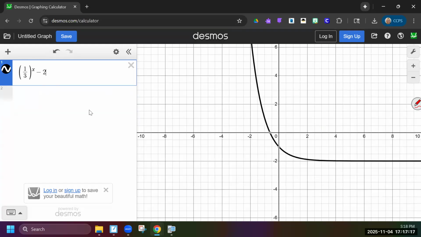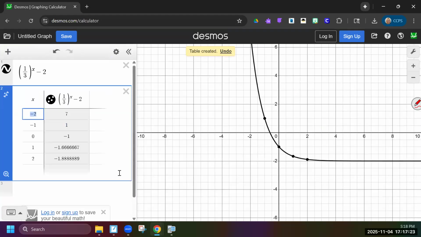Now, if I want to see the table, I'm going to go to this gear here and click on the table option. Now, Desmos will automatically pick some numbers for me. These may not necessarily be the best numbers. Okay. Because if you notice, the highest it goes is -2 and to 2.